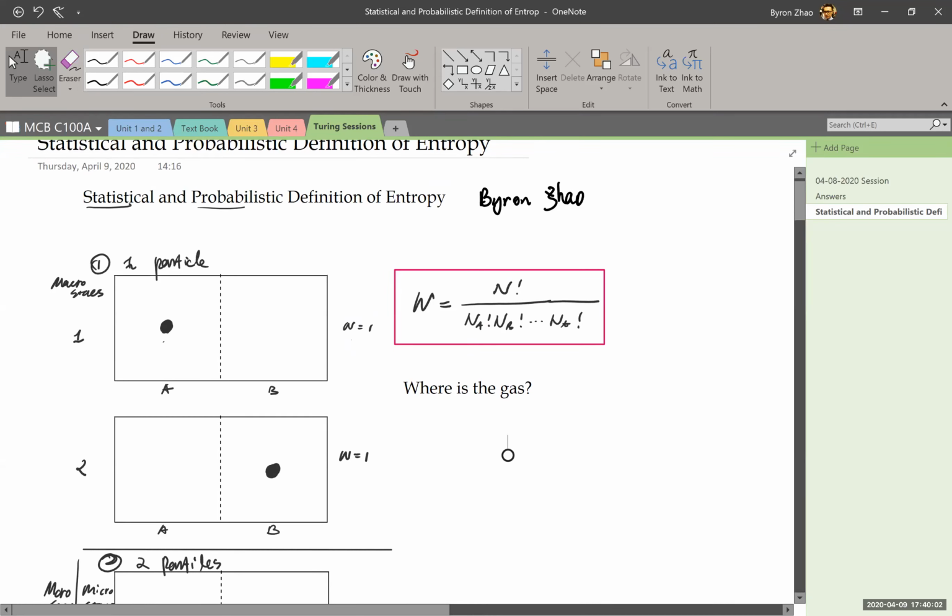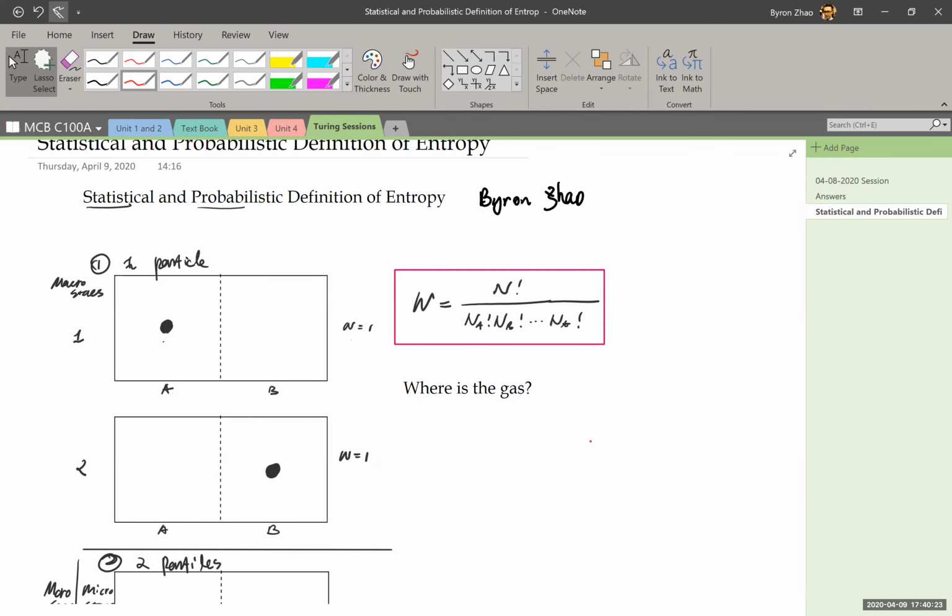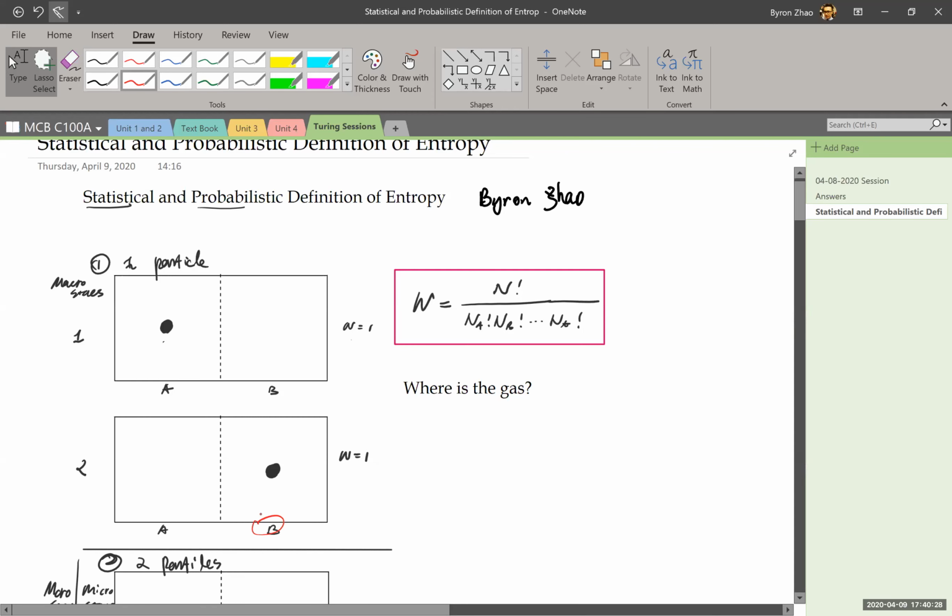So if we have one particle and a box just like this, and we say, okay, let's divide this box into 2 parts. The first section we call A, and the second section we call B. So the molecule can have 2 states. It can either be an A-type molecule, which means it's on the left, or it can be a B-type molecule, which means it's on the right.